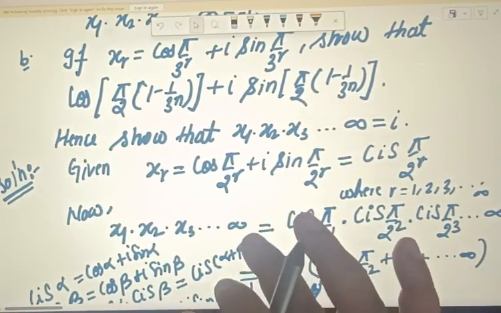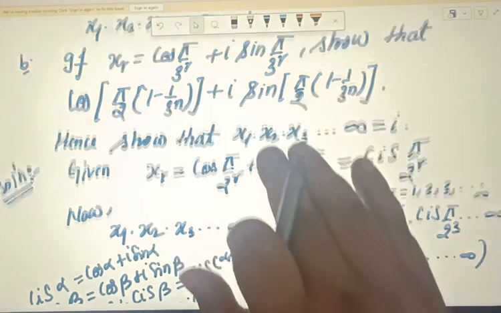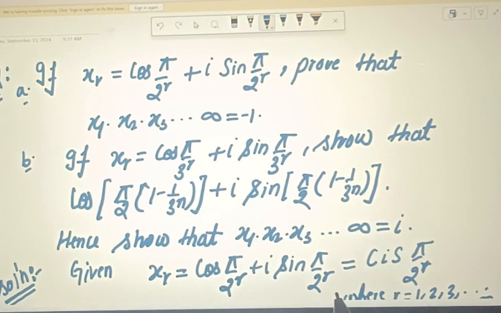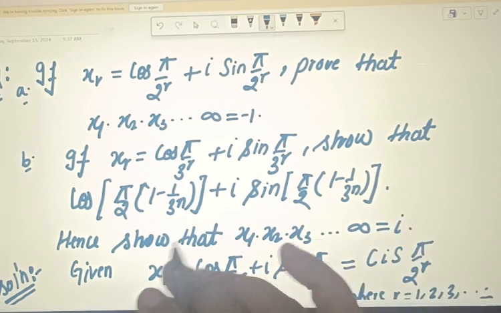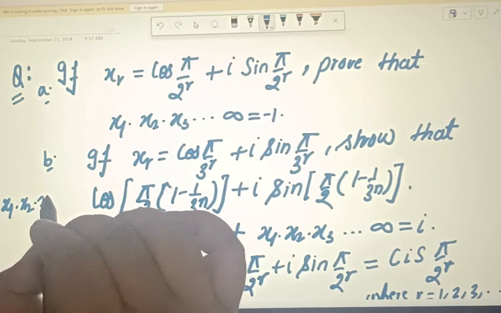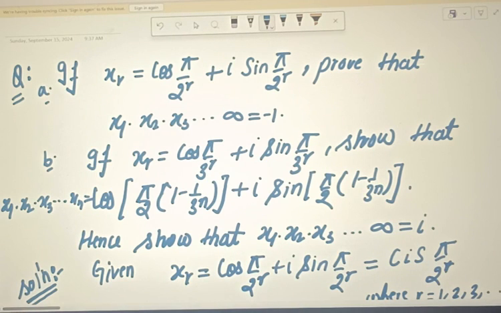And in the second part, there is xr equals cos pi upon 3 to the power r. Only one change here: in place of 2 there is a 3, so we will solve similarly, writing 3 in place of 2. But one more thing: this question is written incomplete. We need to show that x1 dot x2 dot x3 dot xn, the product of n number of terms, is this, and the product of infinite number of terms is iota.